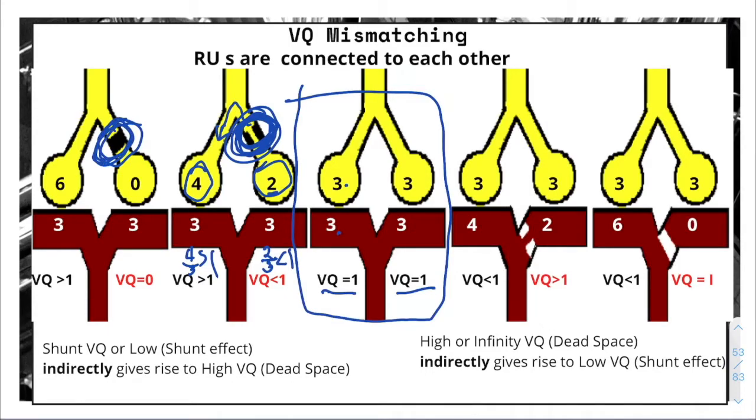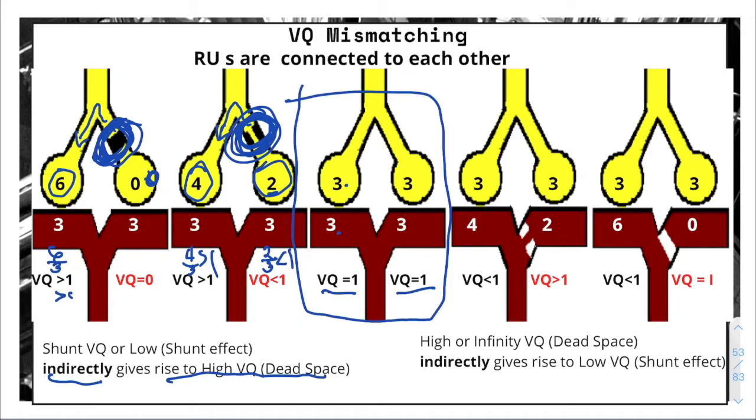Okay, how about this respiratory unit? Instead of receiving 3 liters, because of the complete obstruction, this respiratory unit only has 0 ventilation. So where will the 3 liters of gas move? It will be diverted to the other respiratory unit. So this respiratory unit will receive 6 liters of gas. So 6/3 is greater than 1. So in shunt or low VQ, it indirectly gives rise to a high VQ or dead space.